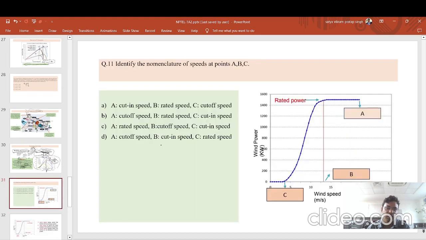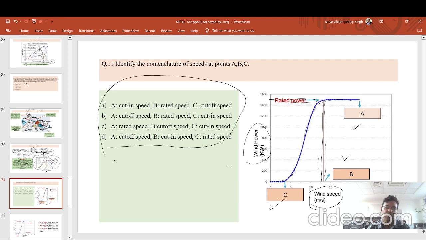There is this question: wind power versus wind speed, and this curve is wind power versus wind speed, and this line is the rated power condition, rated power at a particular wind speed, and there are terms A, B, C. You have to choose from the options what A, B, C define, that is cut-in speed, rated speed, or cut-off speed. Due to the lack of time, let me explain only this, because there is a time issue.